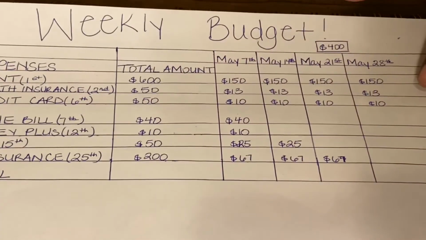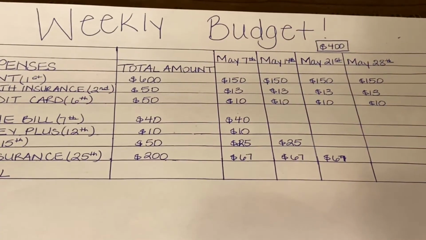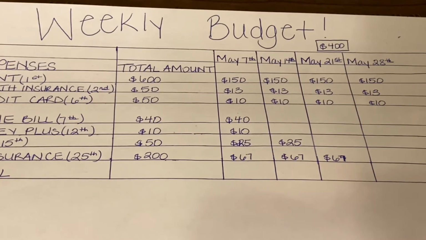And then when June rolls around, you just take out another $10. You'll just be continuing that budget based off of what you've done for the previous month.